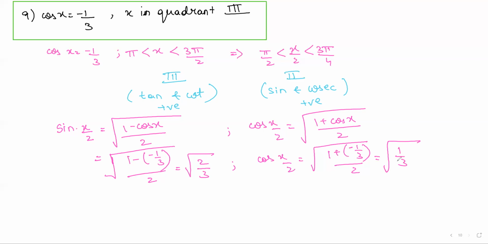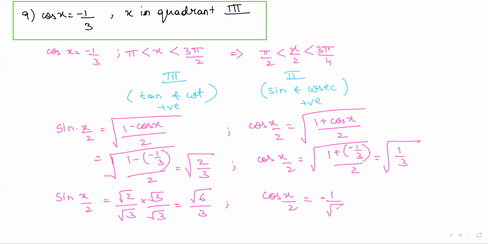So we have sin x by 2 equal to root 2 positive upon root 3. We can rationalize this by multiplying by root 3 and dividing by root 3, and we will get root 6 upon 3. Cos x by 2 is equal to negative, which is minus 1 upon root 3.